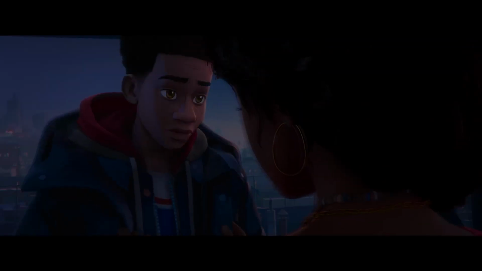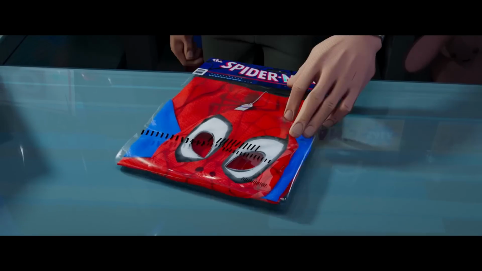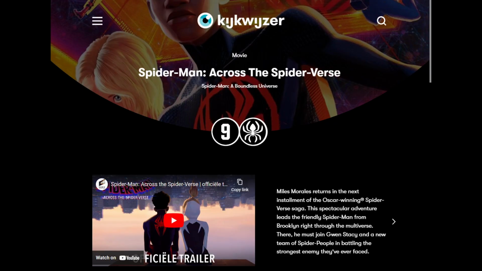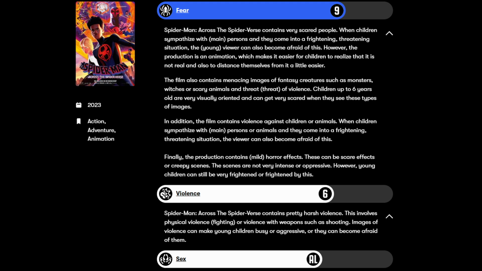In fact, going to the website and looking up the film, Across the Spider-Verse was in fact rated 9. And the website even has the ratings for each individual aspect of the rating and descriptions, from images of terror, violence, sexual content, if it has any.